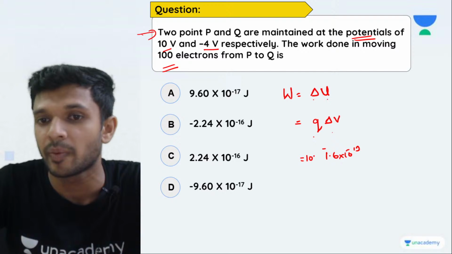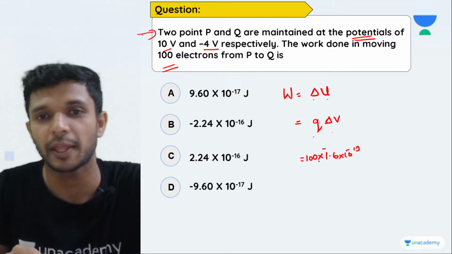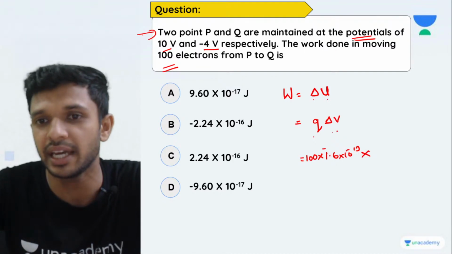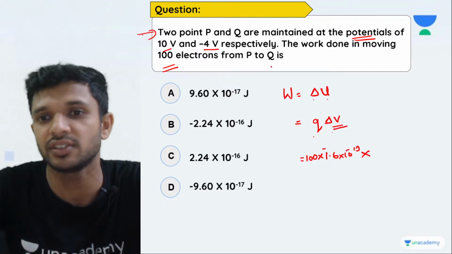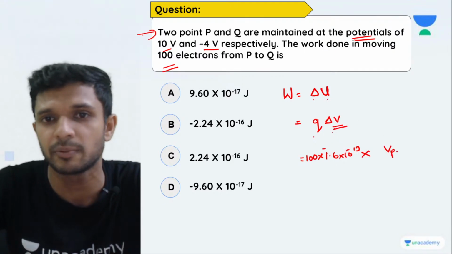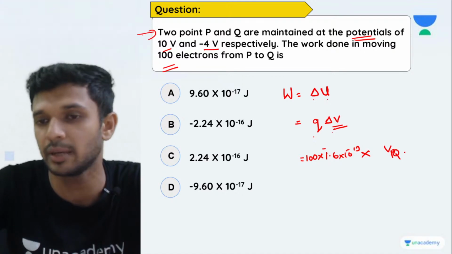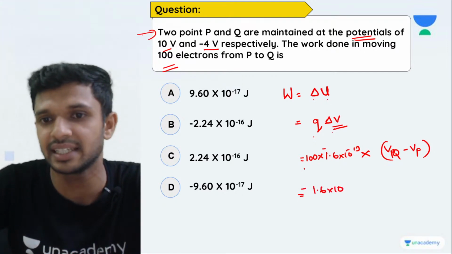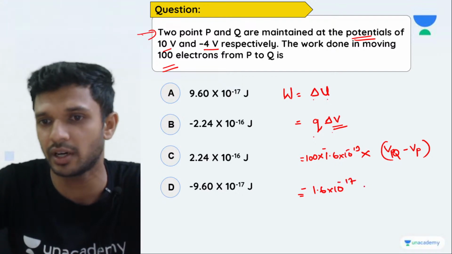Here we have 100 electrons, multiplied by the potential difference, that is equal to the change in potential energy from P to Q. So the potential difference is VQ minus VP. Rearranging, minus 1.6 into 10 power minus 19 into 100 is 10 power minus 17.